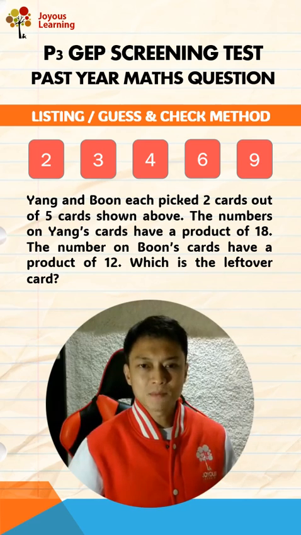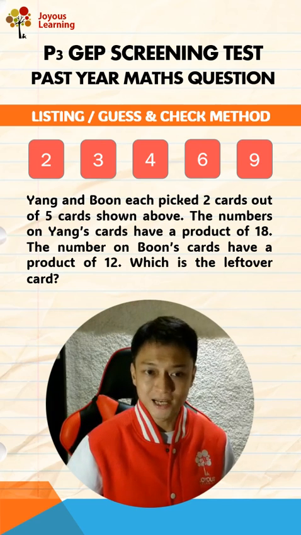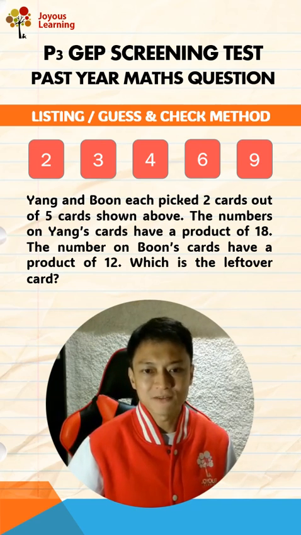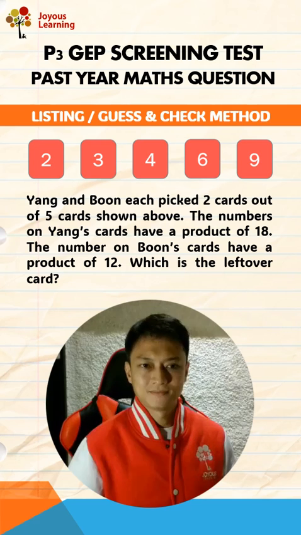Okay, so let's dive right into the question. We are given a diagram showing 5 cards, and each card has a different number. So the two heroes in our story, Yang and Boon, they each picked 2 cards out of the 5. The 2 cards that Yang picked have a product of 18, while the 2 cards that Boon picked have a product of 12. So the question is, what is the number on the leftover card?